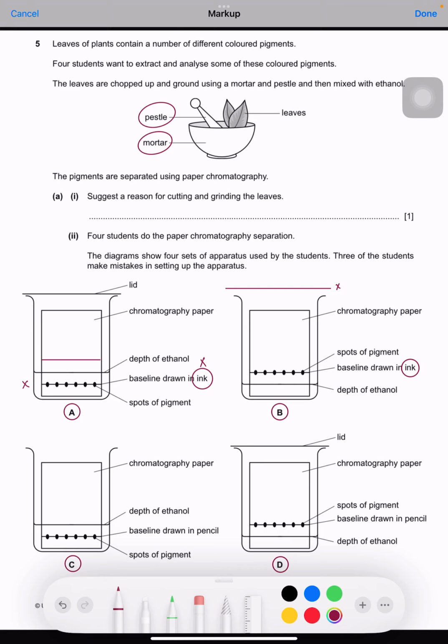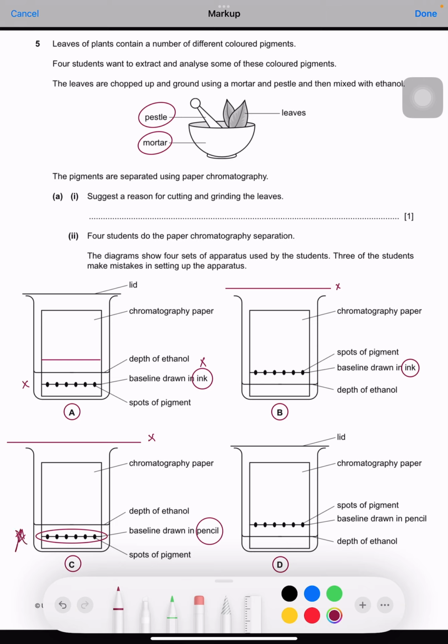In C, the drawing is with a pencil. Perfect, we are very clear on this, so it is correct. But the lid is missing, so this is problem number one. And there is another problem: the baseline is drawn in the solvent. The baseline should be above the solvent, but it is drawn in the solvent, so this is a problem here. I am marking a cross here as well.